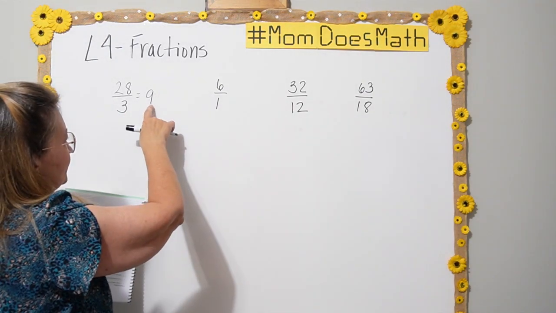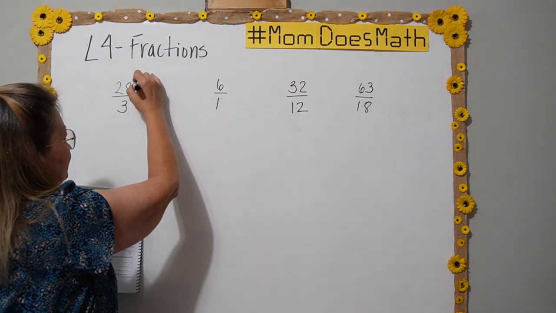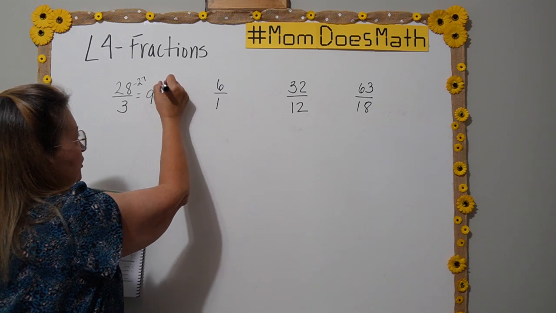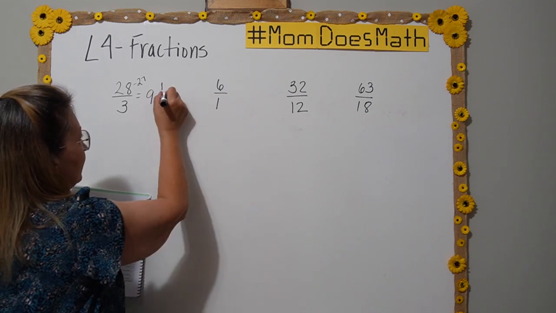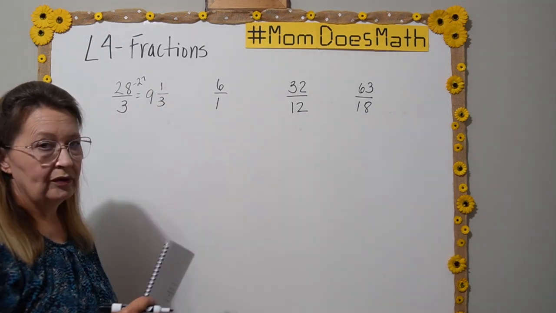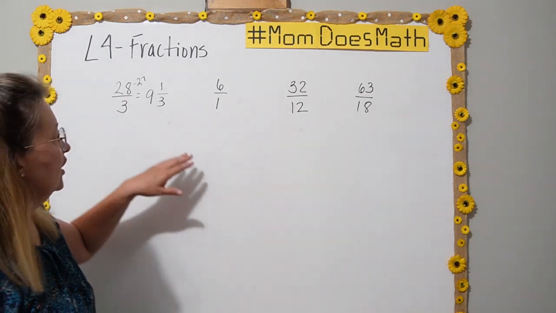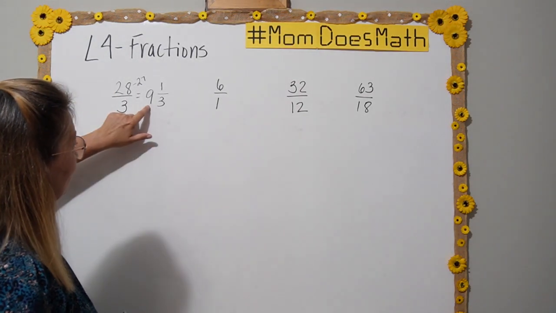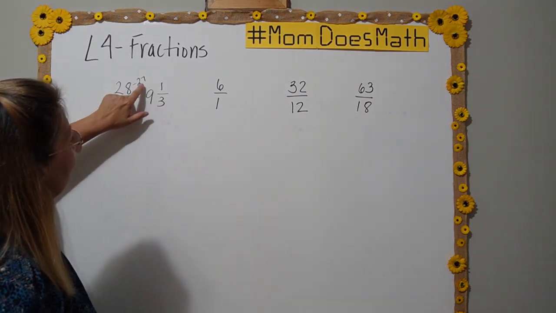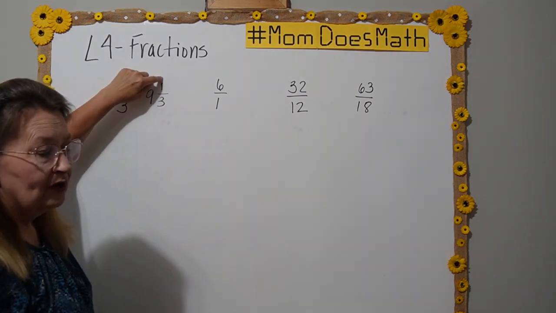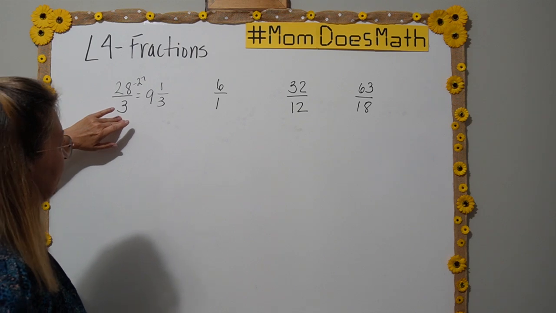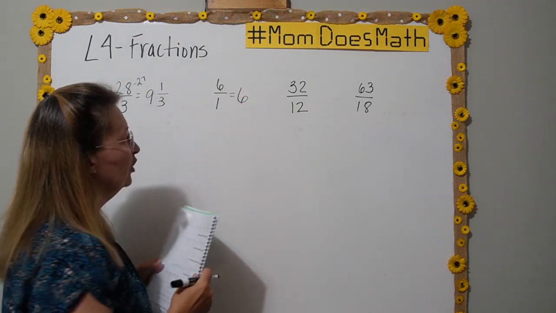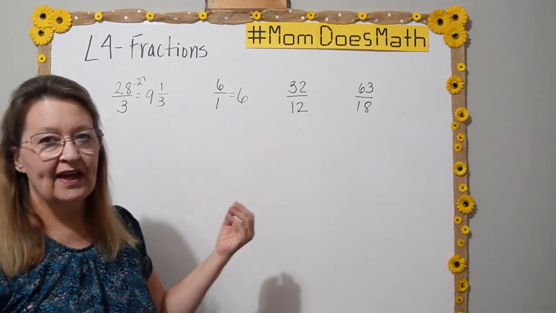So this represents 27 pieces. If I subtract that 27 from the 28, there's going to be 1 piece left over, and that piece is 1/3, okay? So you ask yourself, how many times will the denominator go into this? And that becomes your whole number. Then whatever's left over is the numerator over that original denominator. Okay? 6 over 1. Anytime you have a number over 1, it is just that number.